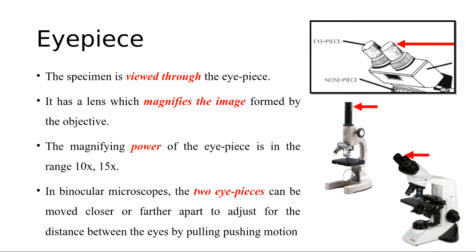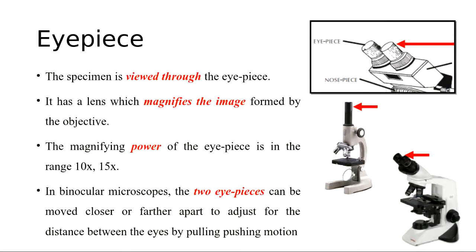The use of the eyepiece is that the specimen is viewed through the eyepiece. So you view the specimen through the eyepiece. It has a lens. The magnifying power of the eyepiece is in the range of 5x and 10x. In a binocular microscope, the two eyepieces can be moved closer or farther apart to adjust for the distance between the eyes by a pulling or pushing motion.